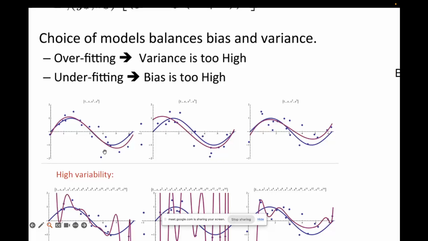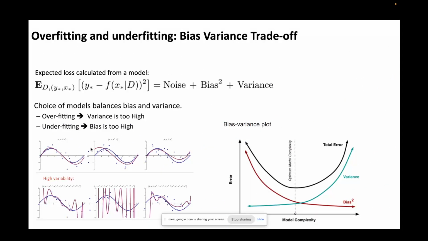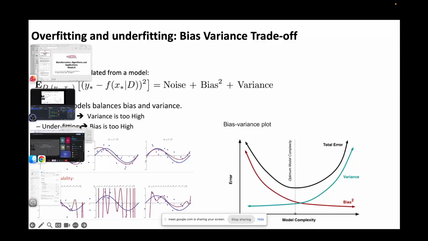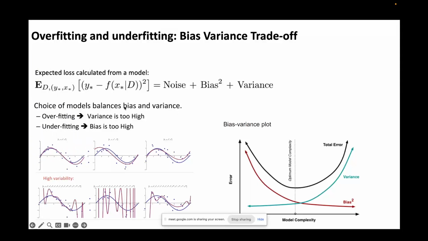The initial conditions, the initial bias of the model is too high, so that it cannot fit to the data at all. So what you need to do is you need to have a choice of model that balances between the bias and variance. So this is a plot that you'll come across a lot if you study statistics and basically bias variance modeling and so on and so forth.